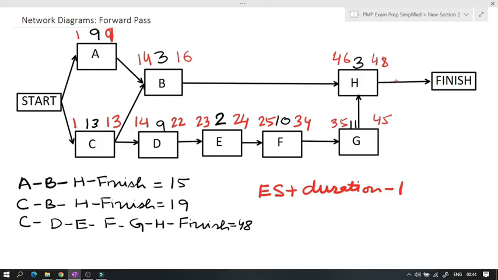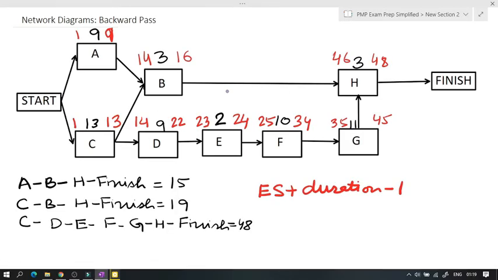Another way to know that you have done your forward pass correctly is that going from here to here, it should add up to 48. So finally, we get the early finish date of the last activity as 48. So this is how you do the forward pass on a network diagram.